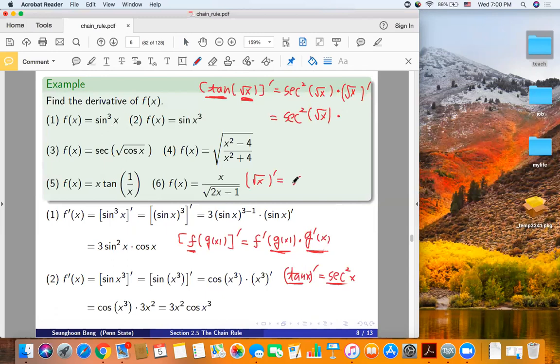You can change it to the power form, prime. You can use the power rule. One half comes down, x to the one half minus one, which is one half x to the negative one half. You can change it to a positive exponent, 1 over x to the one half. So change it back to radical form. x to the one half is square root of x. So we have 1 over 2 times square root of x. So the final answer is secant squared of root x over 2 root x.